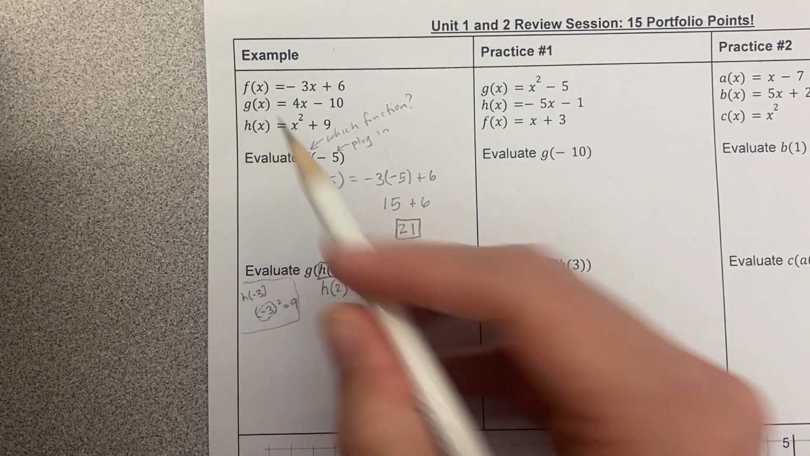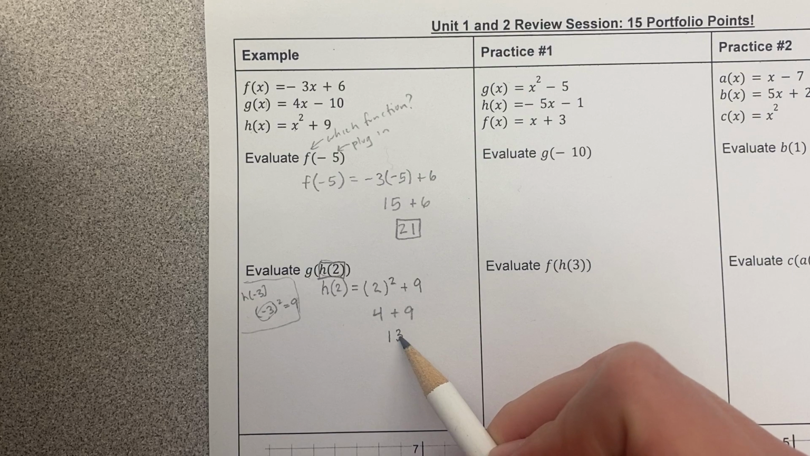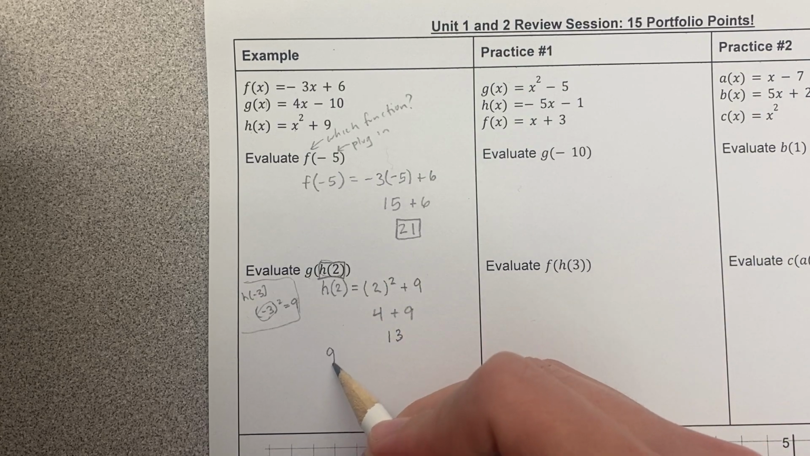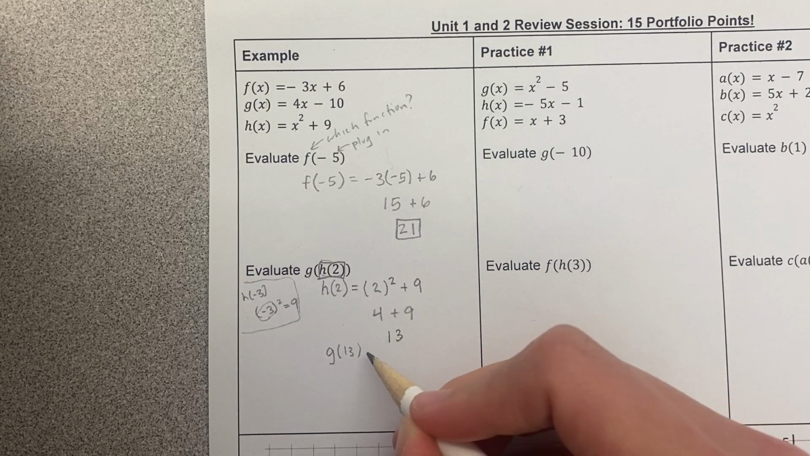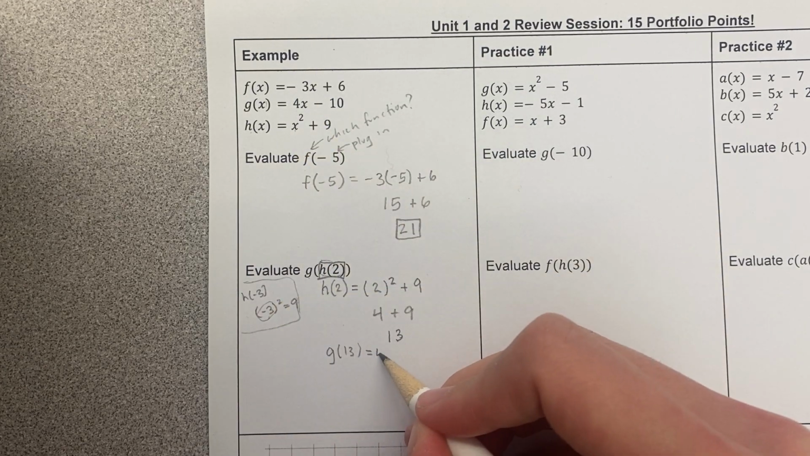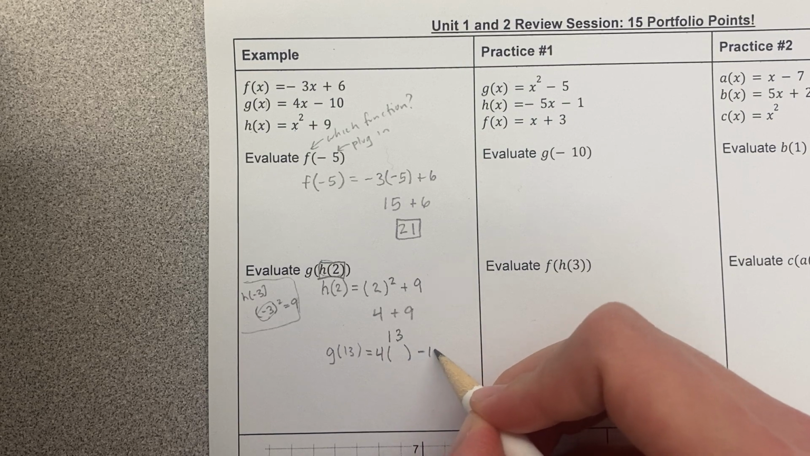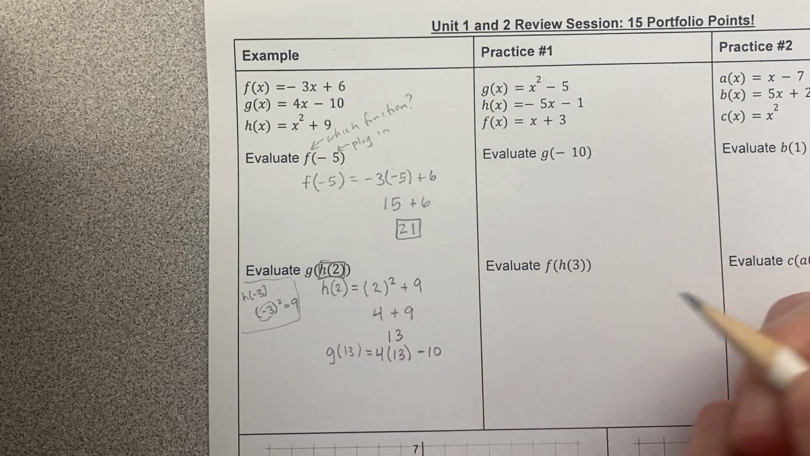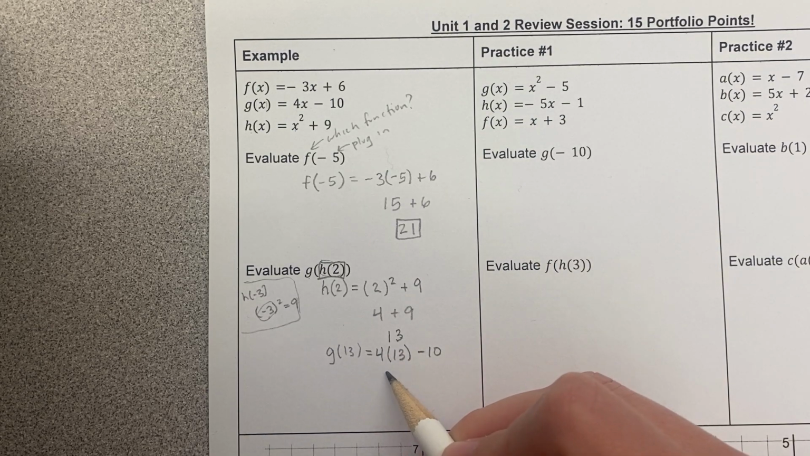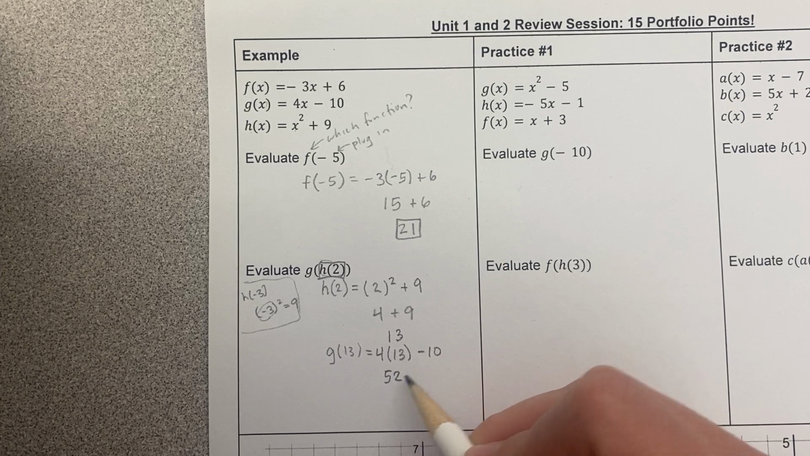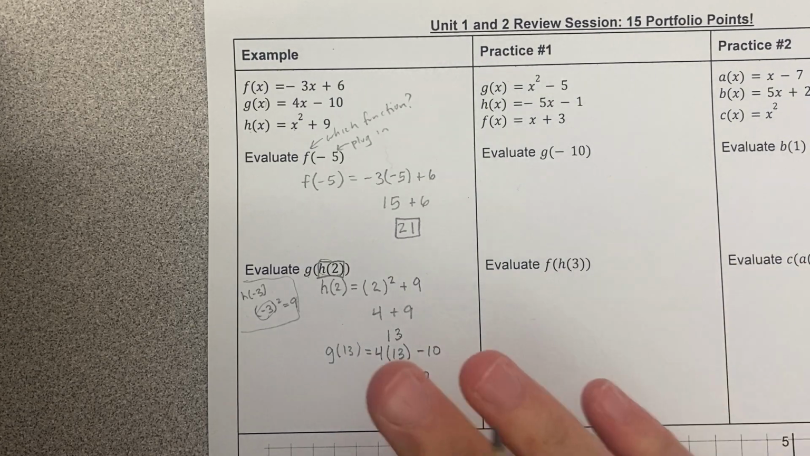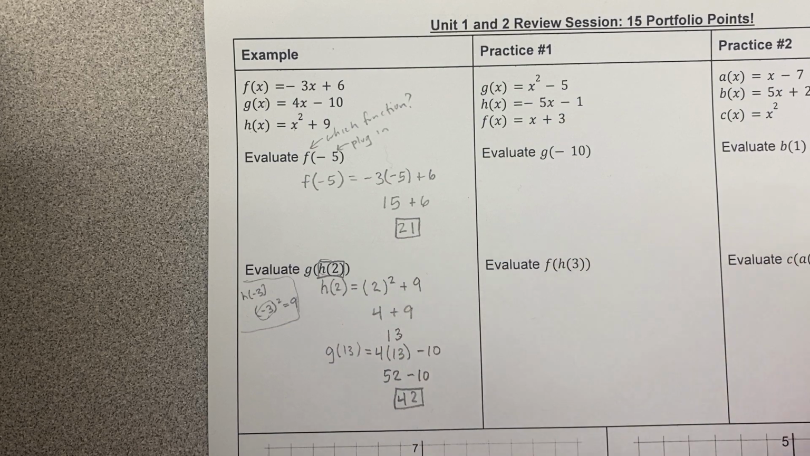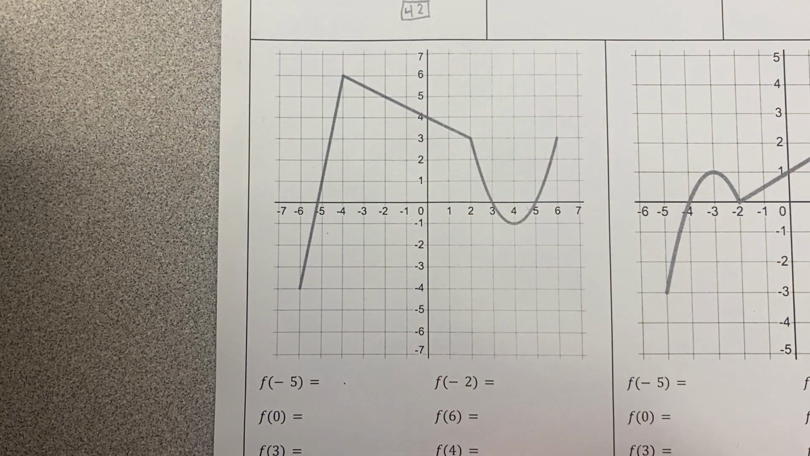So I did h of 2, and I got 13. Now I'm going to take g of this number, which is 13. So now I'm taking the g function, which is 4x minus 10, and I'm plugging in 13. Do my multiplication. 4 times 13 is 52, minus 10 is 42. It's recommended to pause right now and do these two, but I'm going to continue on to this one below.